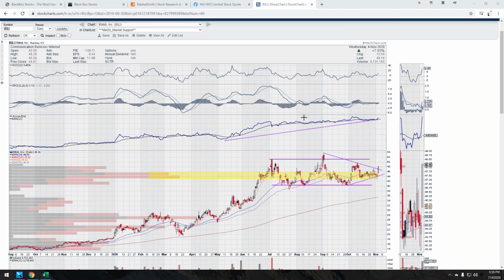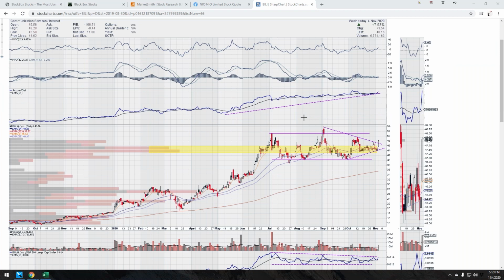Okay, so one of the things that I immediately liked was that we had this clean, just go up on volume, pull back on lower, up on volume, pull back. And we've had an uptrend, and now it's just a consolidation. It was a very clear channel.